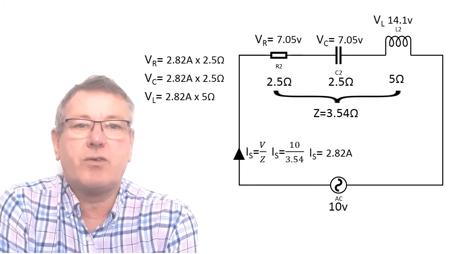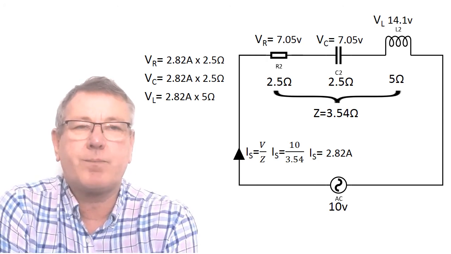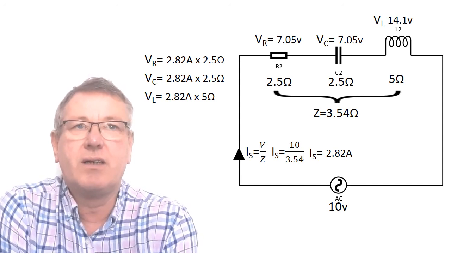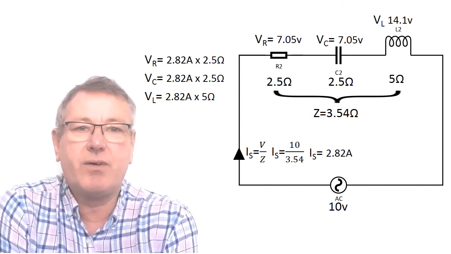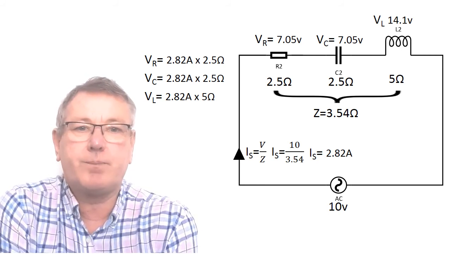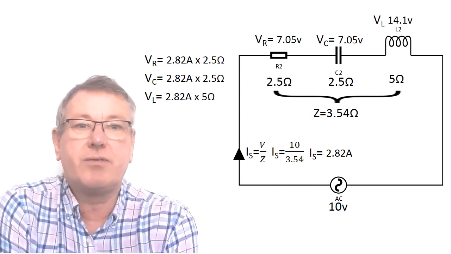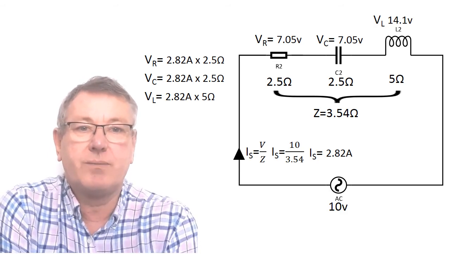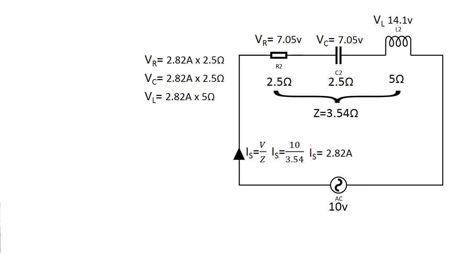So looking at those volt drops across those components, they seem a bit wrong. We've only got a 10 volt supply voltage, and yet we've got 14.1 volts across the inductor. And we've got 7.05 volts across each of the other components. They don't look right, but they are right, because those voltages are all pointing in different directions, and the phasor sum of all those voltages will equal 10 volts.